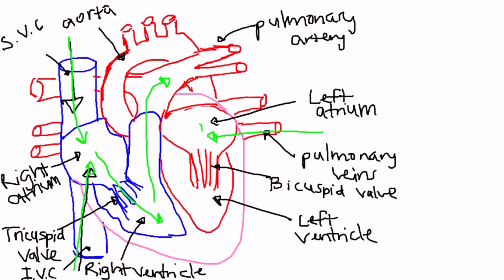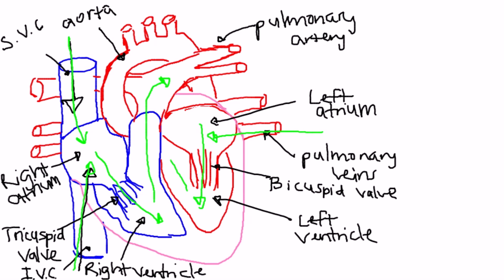And a way I remember this is the difference between tricuspid and bicuspid is that you have to try it before you buy it. So the blood needs to travel through the tricuspid valve first on the right side of the heart, and then it travels through the bicuspid valve on the left side. So once the blood has gone from the left atrium through the bicuspid valve, it enters the left ventricle.